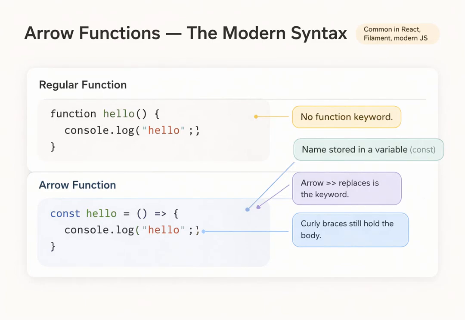Now let's look at the arrow function. This is the modern way of writing functions, and you'll see it everywhere in contemporary JavaScript, especially in React and in Filament, which is the admin panel framework used with Laravel. The key differences are, first, there's no function keyword. Instead, you store the function in a variable using const. Second, after the parentheses, you write an arrow. That's the equal sign followed by a greater than sign, like this, arrow. Then the curly braces follow as usual. The behavior is essentially the same for most use cases, but the syntax is cleaner and more concise, which is why modern developers prefer it.